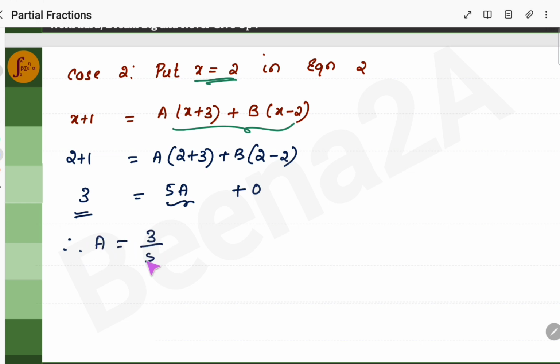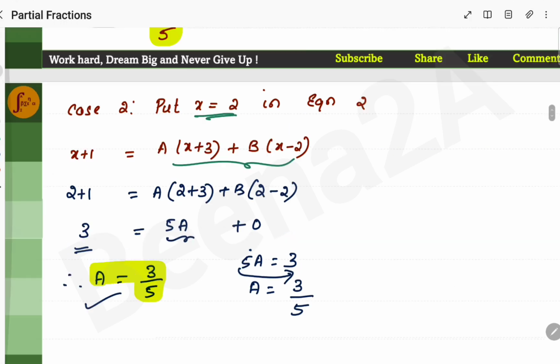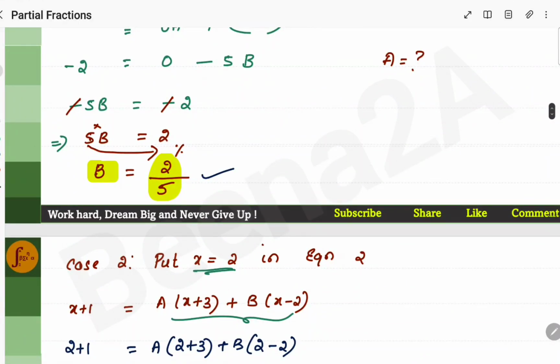A will be 3 by 5. Basically 5A is equal to 3, which means A is equal to, I am shifting 5 this side, so it will become 3 divided by 5. So this is the value of A. So now we got the value of A also, we got the value of B also. What is the next step?